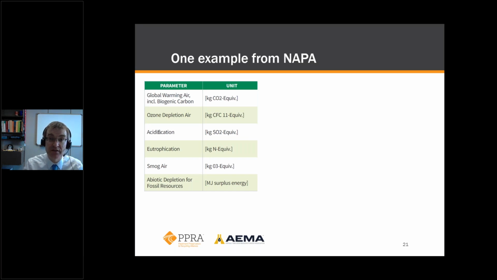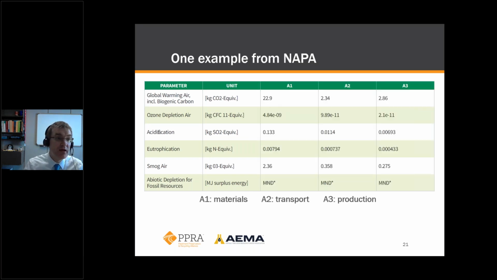And you can see they're clearly defined units. And then there'll be a quiz on these numbers. The exact numbers will be required. That's a joke. But you can see here the A1, A2, A3 along the top. That stands for the material extraction, the transport, and then the production of the material. And you can see each parameter has a value for A1, A2, A3.